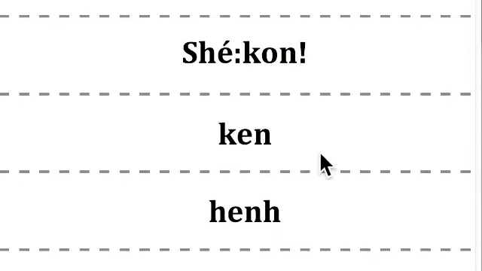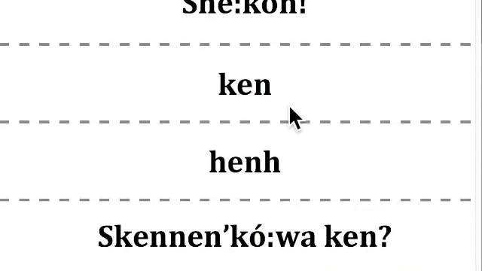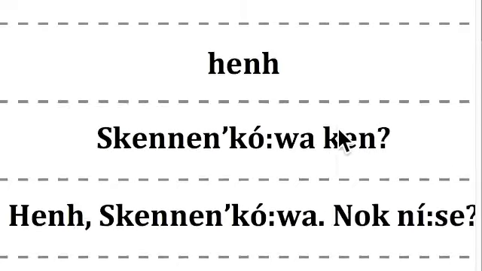Now our next word is ga. This is the little word that we use to turn a sentence into a question. And I'll talk a bit more about that later in this lesson. Ha. This is our word for yes. There's only one syllable, so no accent.